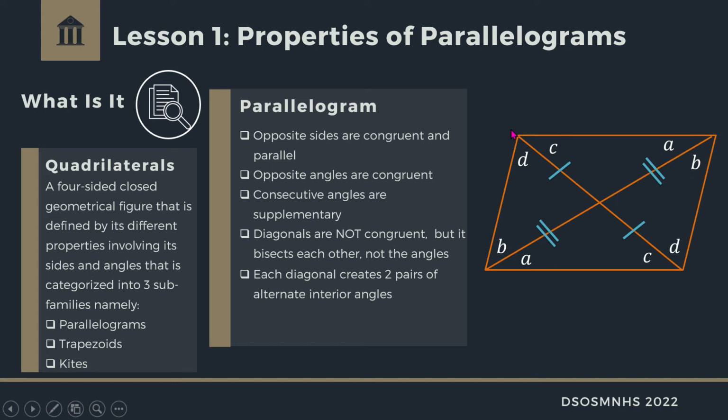While the second diagonal, going to the upper left, creates another two pairs of alternate interior angles, and that is angle C and angle D.